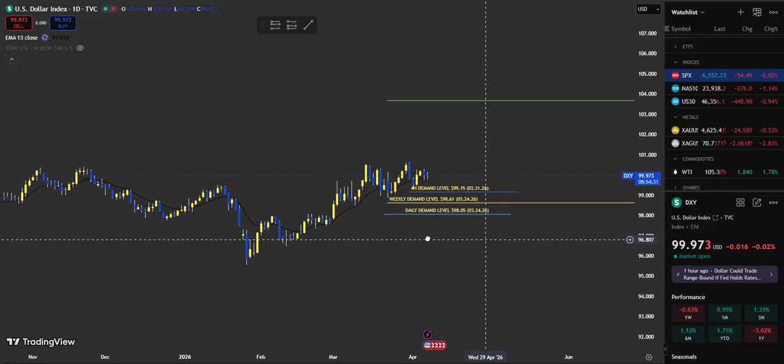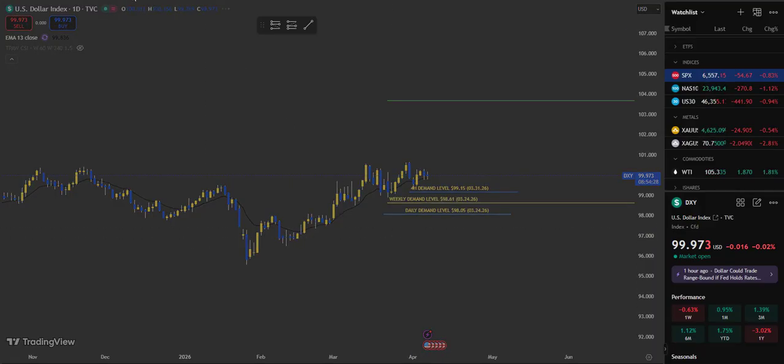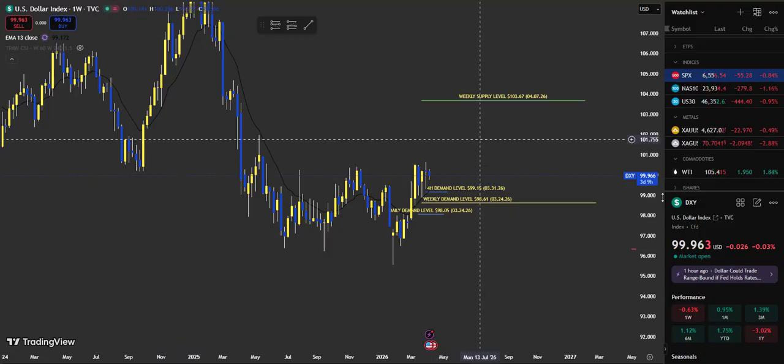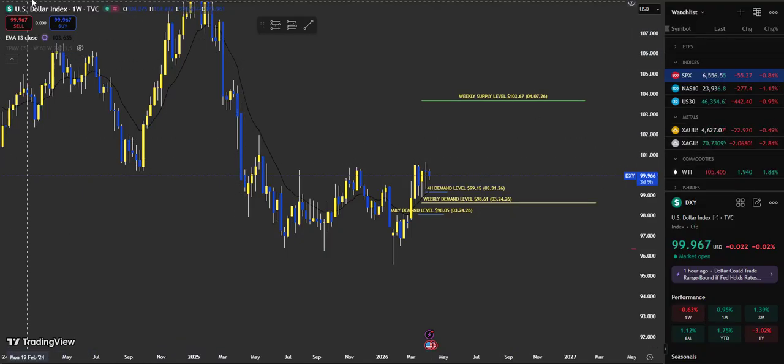And with that being said, I had to create an upside target. So I'm going to go out to the weekly and see what my first true upside target is for the US dollar, which is 103.67. So the 103, 104 area is my weekly supply level target off of the dollar. So I'd be buying the dollar today if I was investing or taking positions.